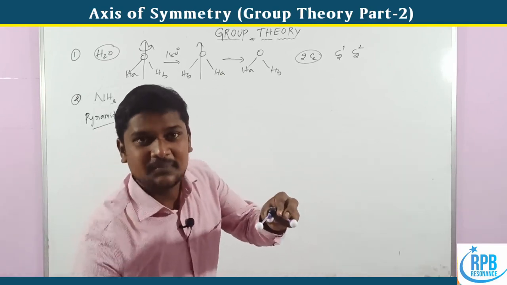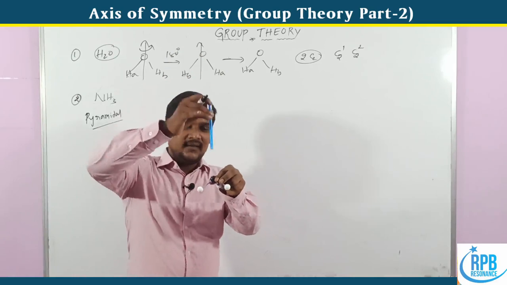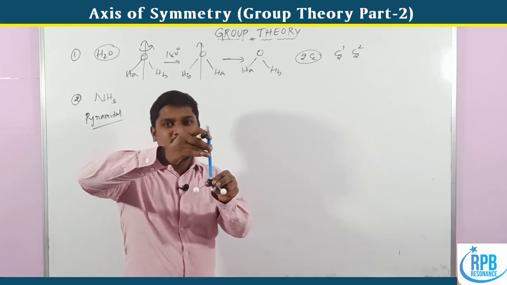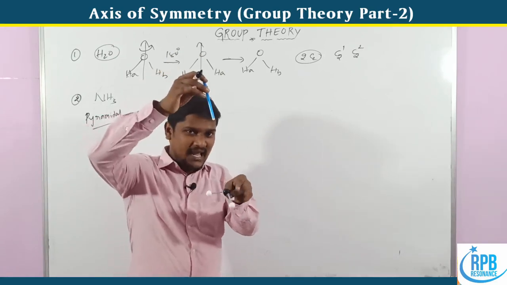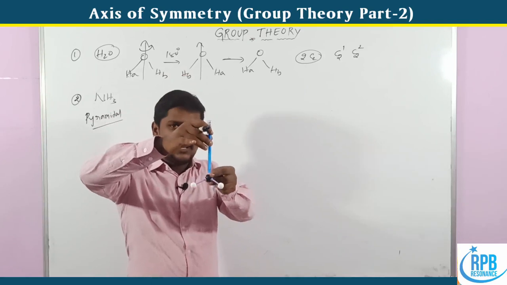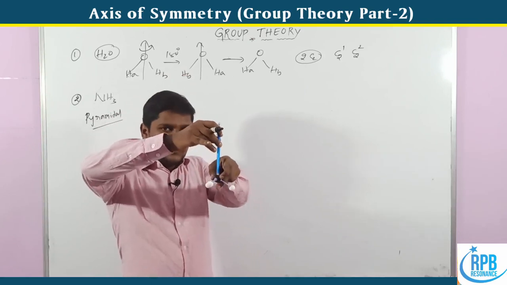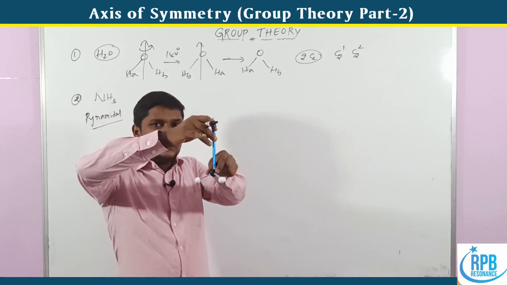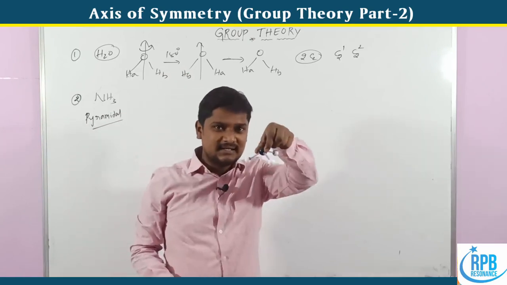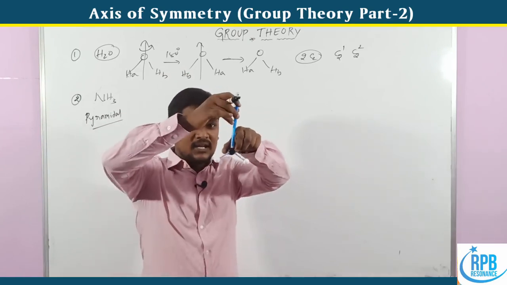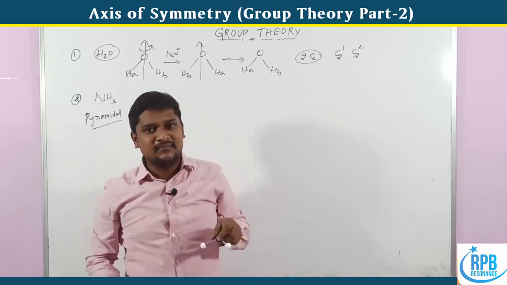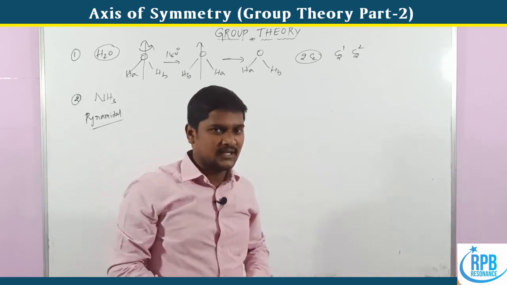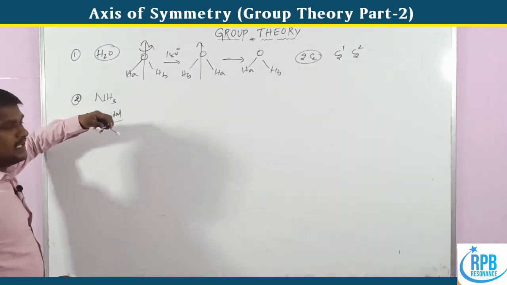Can you imagine an imaginary axis through the nitrogen atom? About 120 degrees rotation produces the equivalent configuration. I think it is clear. So 120 degrees of rotation alone can give the equivalent configuration. So this is the NH3 molecule.